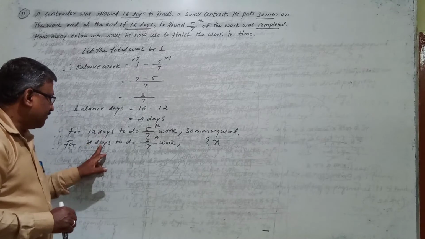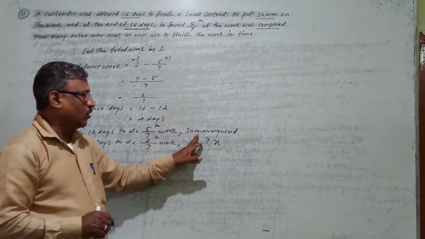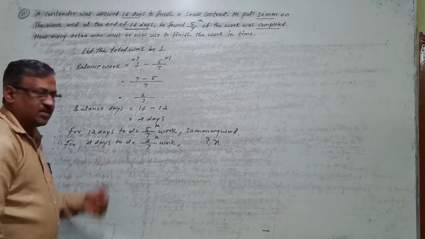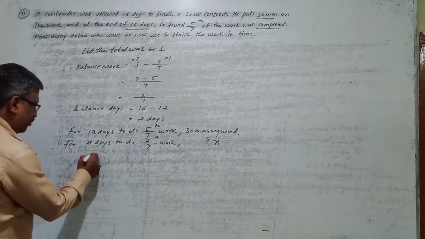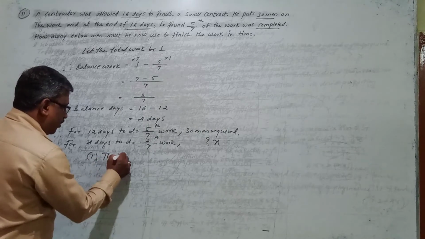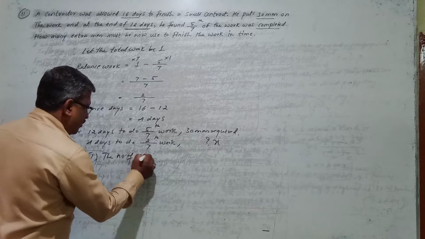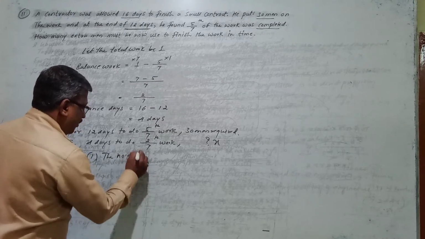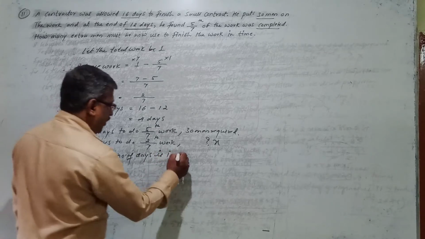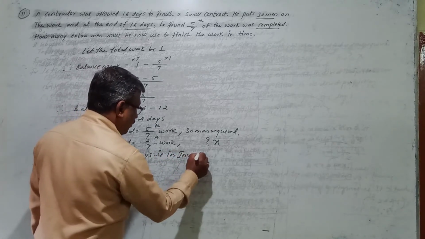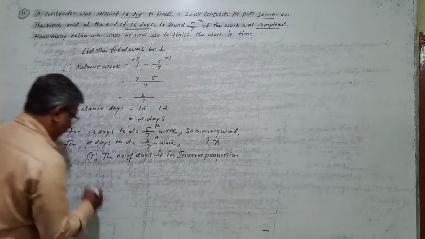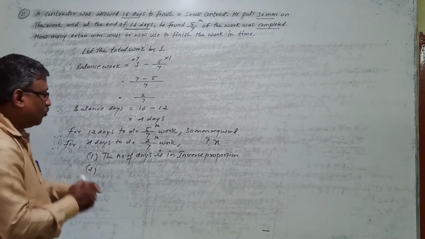So here the number of days has decreased from 12 to 4, and due to that the number of men required is increasing. So one is decreasing, another one is increasing. So the number of days is said to be in inverse proportion. Here you put number 1 and write: the number of days is in inverse proportion. Then you have to see the work now.